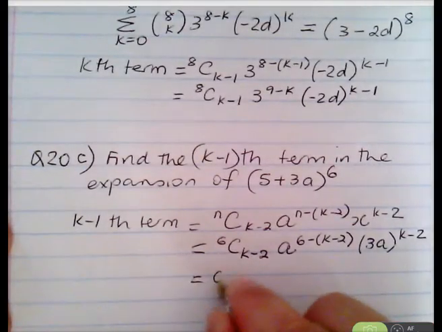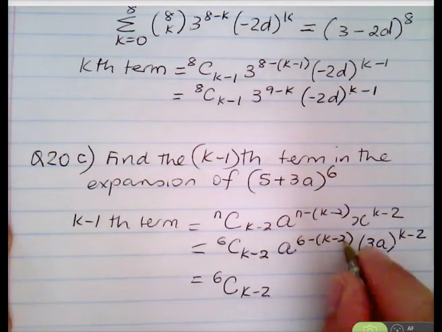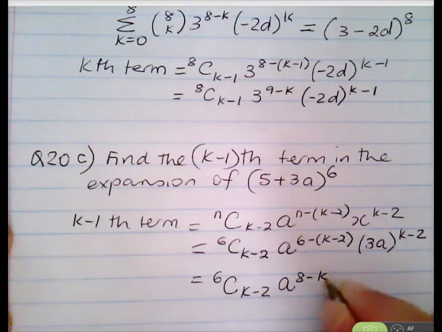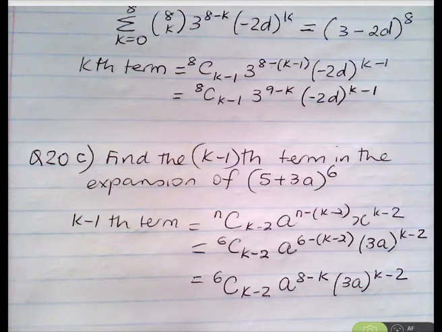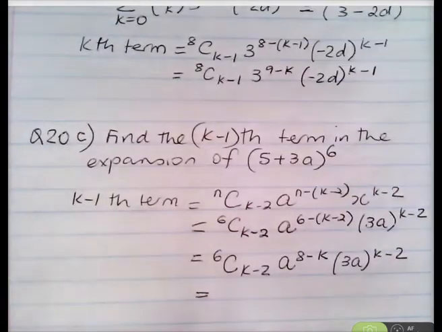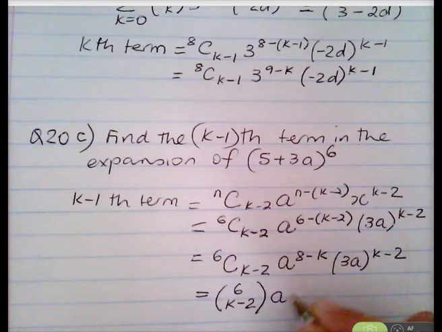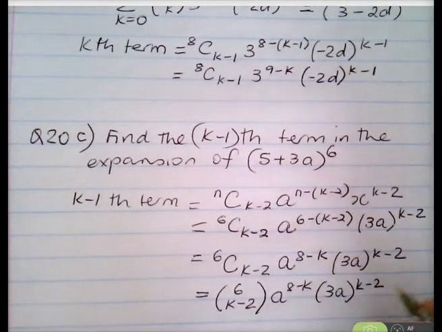So we've got 6 choose k minus 2. Now 6 minus k plus 2 is a to the 8 minus k, and again we've got 3a to the power of k minus 2. So that's question 20c. And if I want to write it in choose notation, it would be 6 choose k minus 2, a to the 8 minus k, 3a to the power of k minus 2.